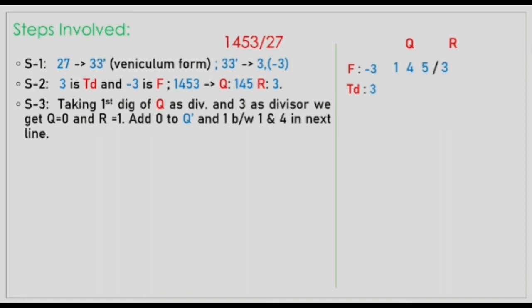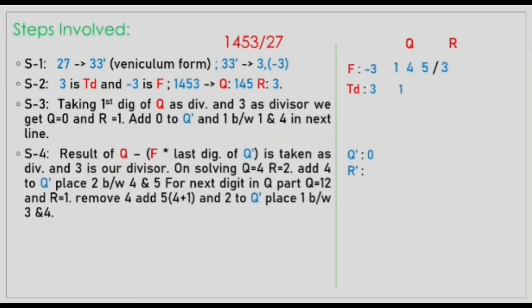Add 0 to Q dash and 1. Place 1 between 1 and 4 in the next line. So let's write down Q dash and R dash. Placing 0 in Q, 1 between 1 and 4 in the next line. Then the next step. The result of Q minus flag into last digit of Q dash is taken as our dividend and 3 is our divisor. So on solving, we get quotient as 4 and remainder as 2.